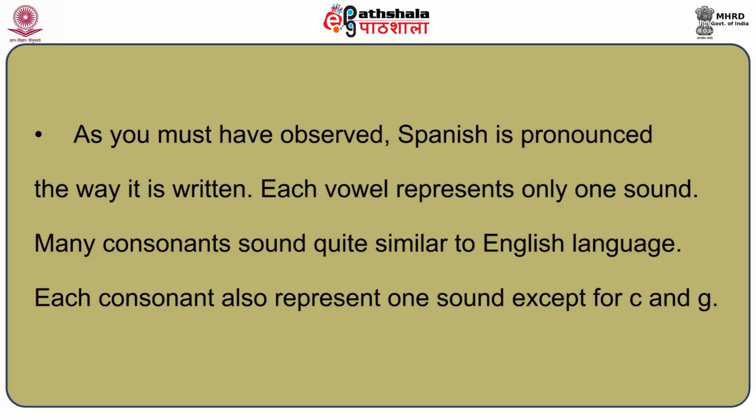The sound of most of the alphabets is quite similar to that of English. Each consonant also represents one sound except for C and G. As we have seen, when C comes before the vowels A, O and U, it is pronounced as Ka, Ko and Ku, and when C comes with the vowels E and I, it is pronounced as Se and Si. In the same way, when G, that is He in Spanish, comes before the vowels A, O and U, it will be pronounced as Ga, Go and Gu. But when this G comes before the vowels E and I, it will be pronounced as He.